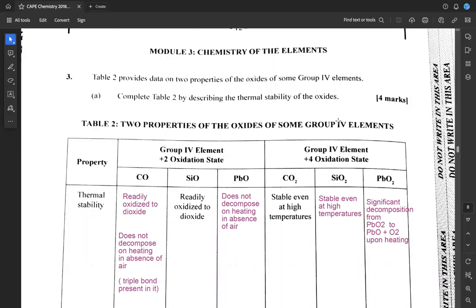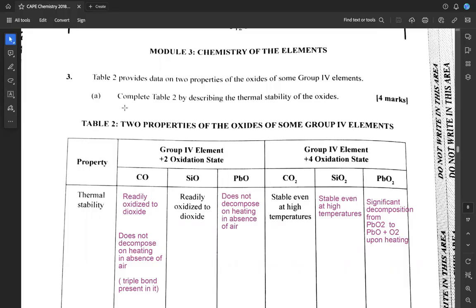Okay, everyone, welcome back for another Module 3 past paper. This one is from June 2018, and we'll be working on question 3, which was about the group 4 oxides, right? So we'll be learning about the group 4 oxides through this question.